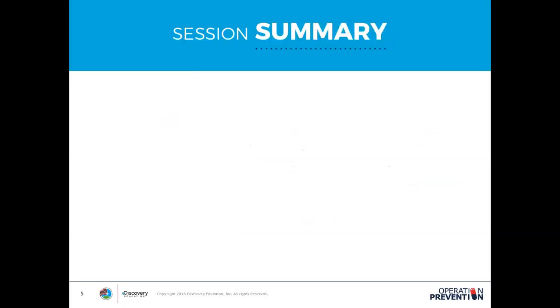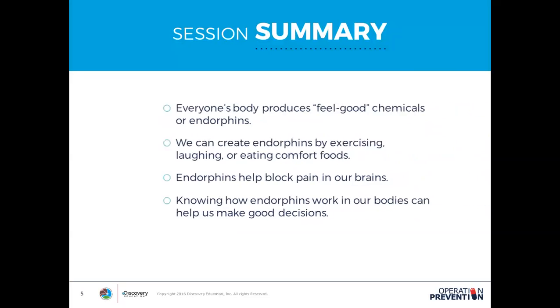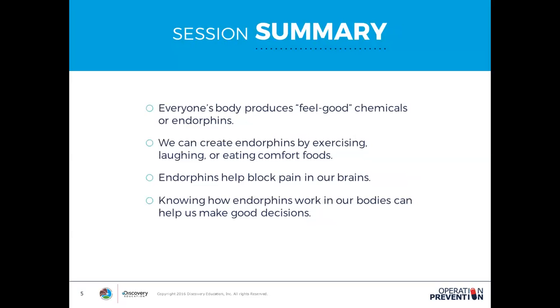So let's review everything we've learned today. We know, number one, everybody's body produces feel-good chemicals or endorphins. Number two, we can create endorphins by exercising, laughing, or eating comfort foods. Three, endorphins help block pain in our bodies. And finally, knowing how endorphins work in our bodies can help us make good decisions.